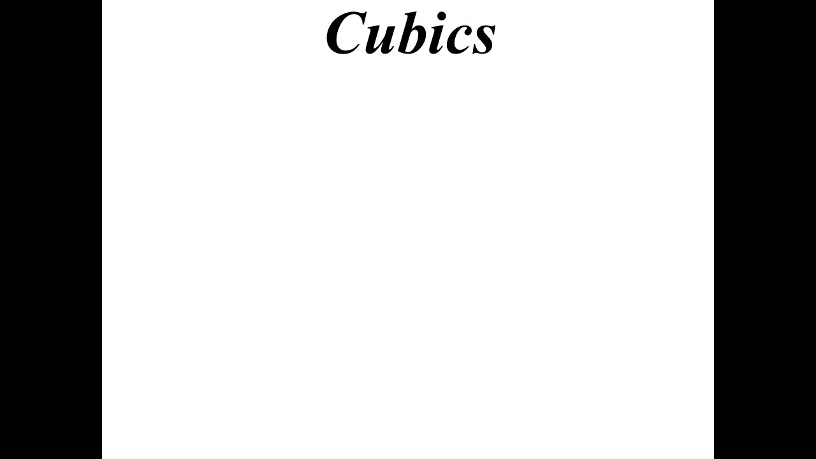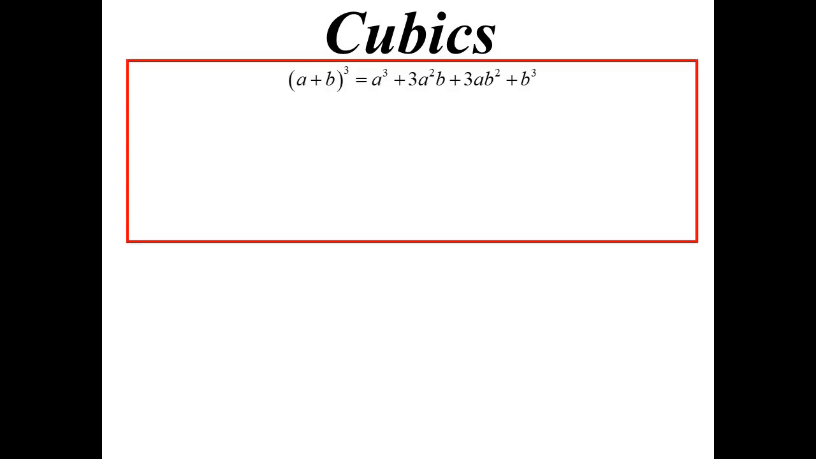Alright, cubics. Let's look at cubics in particular. The perfect cube. There's your pattern. A cubed plus 3a squared b plus 3ab squared plus b cubed. Powers of a are going down by 1, the powers of b are going up by 1. The two powers always add up to be 3.